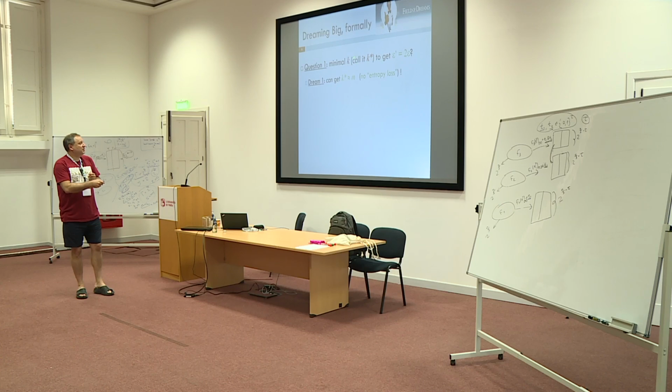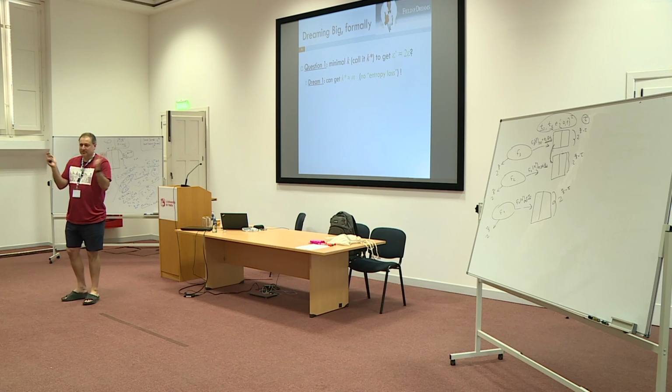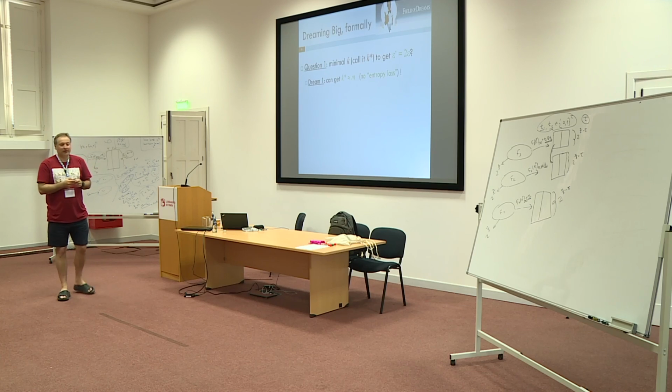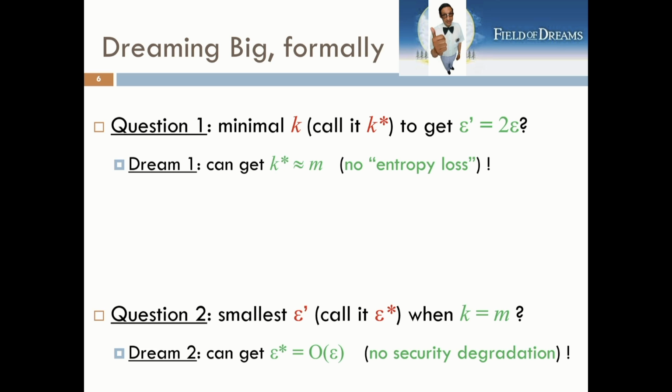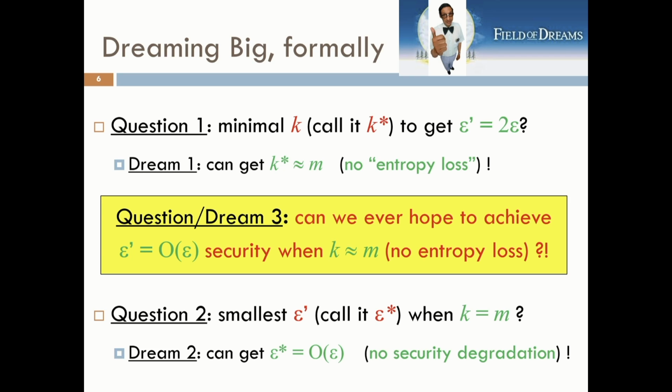So concretely, this is the main question that we are going to study formally. What is the minimal entropy K, call it K star, so that epsilon prime, for example, is 2 epsilon, just arbitrarily something reasonably close to the original epsilon? And no entropy loss would, of course, be K star equal to M. Alternatively, if K is exactly equal to M, what is the smallest epsilon prime, which we call epsilon star? And again, we hope that we can achieve something comparable. And dream 3 will basically be that both can be achieved at the same time.